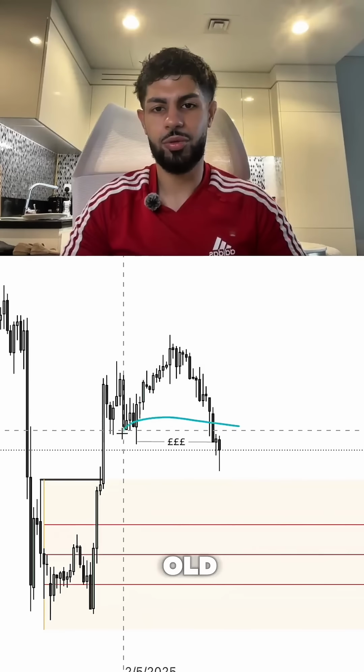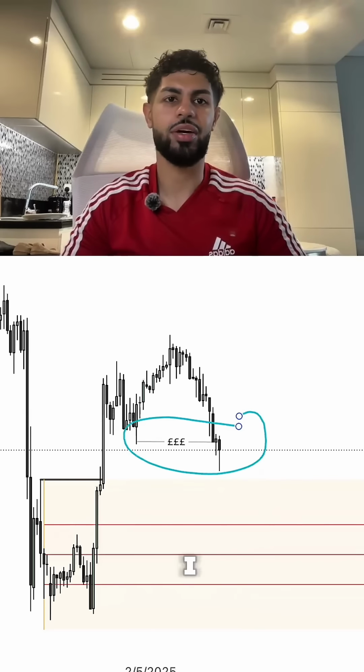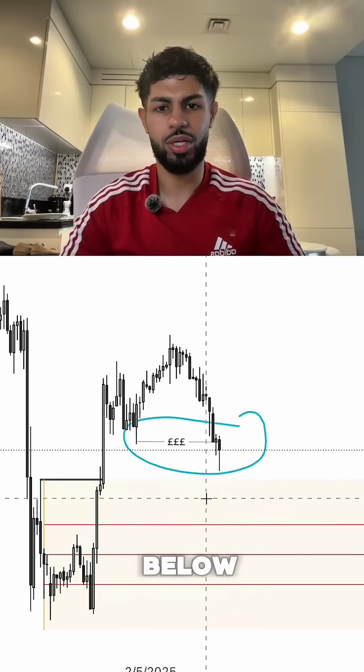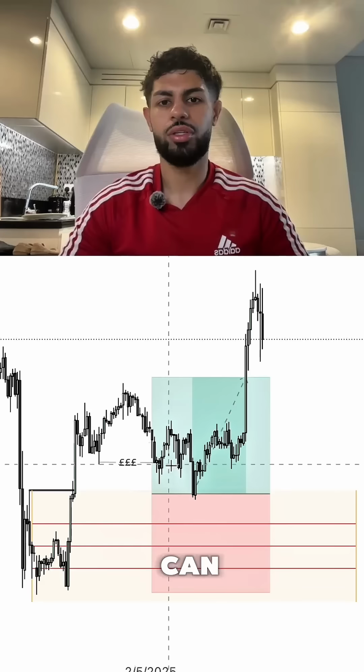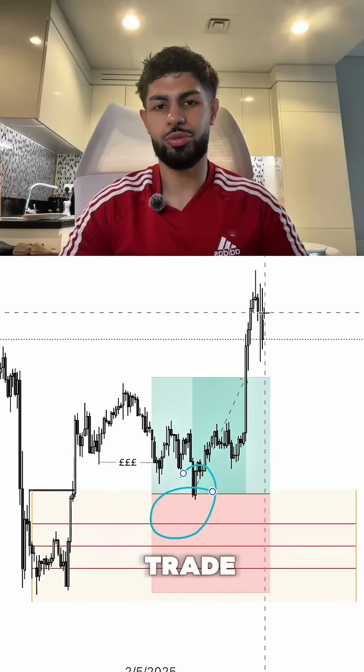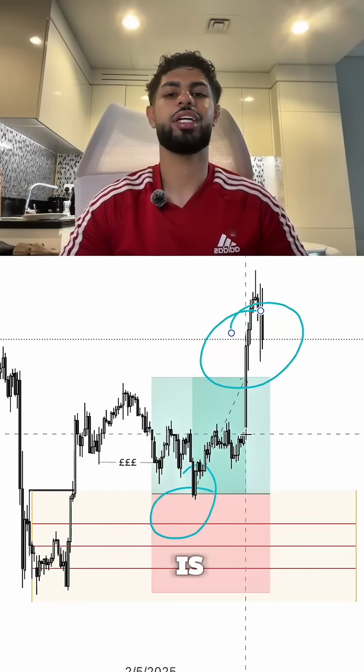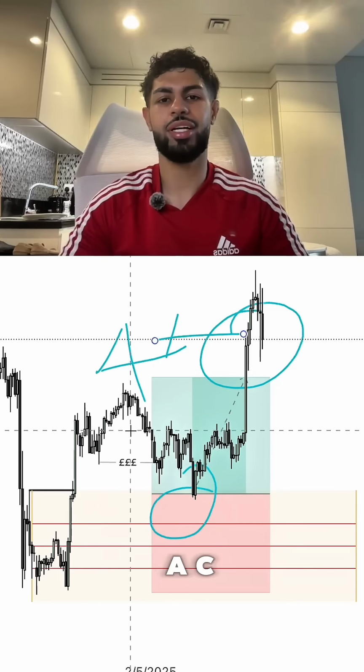Instead, if I use my old stop loss as liquidity, now I know there is an unmitigated zone below. Enter in this zone, stop loss below and target higher highs. You can see this ends up being a beautiful trade with a beautiful entry. And that is the difference between an A+ setup and a C setup.